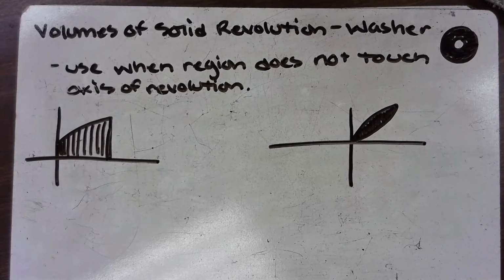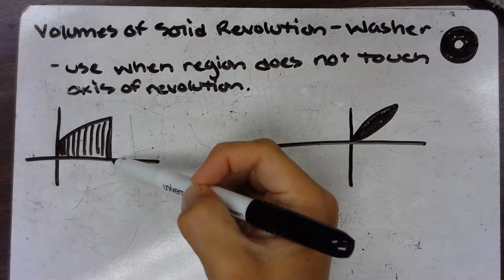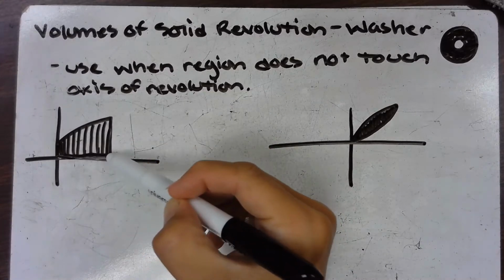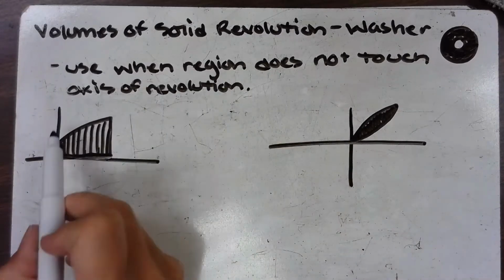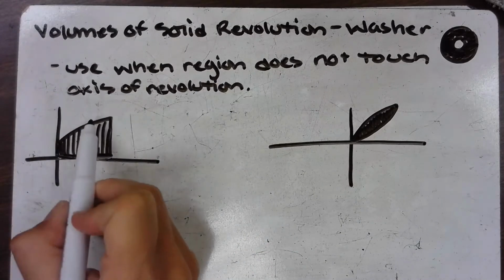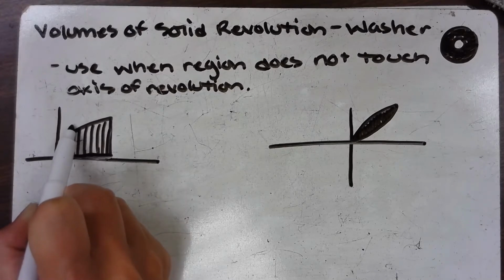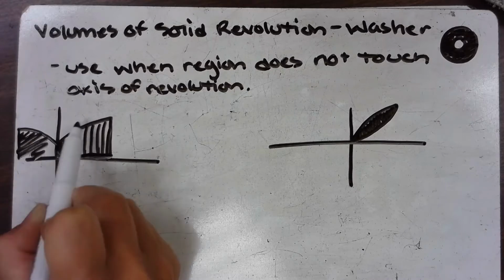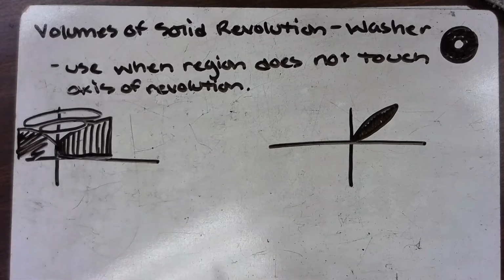And so we use washers when the region does not touch the axis of revolution. Like here, if I wanted to rotate this around the x-axis, this would touch all the way from here to here around the x-axis. So that would be a disc. But if I rotated this around the y-axis, if you notice up here, I would have a hole. Right here it touches, but when it comes up here and I rotate, and let me draw this on the other side, what I have is this hole that I have to subtract out.